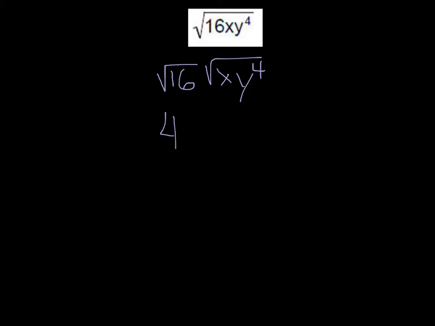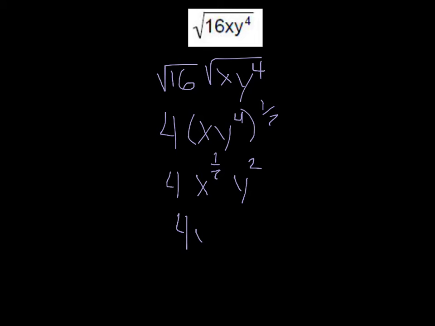Now, the xy to the 4th, well, you could do it one way or another. What I might try doing is rewriting that as a fractional exponent. The square root is 1/2 power. And now I can make that x to the 1/2, because 1 times 1/2 is 1/2, and y squared, because, again, 4 times 1/2 is 2. So when I write this again, it's 4 times x to the 1/2 y squared. I was given a radical form, so I'm going to put the 1/2 back into the square root, and there's my answer.